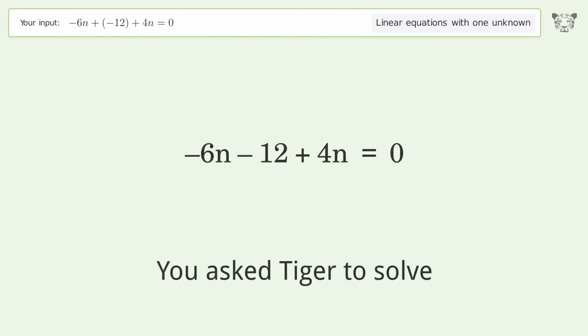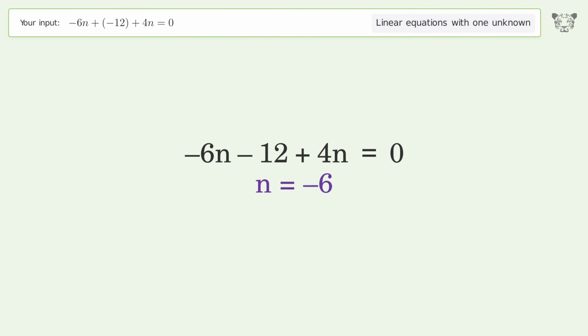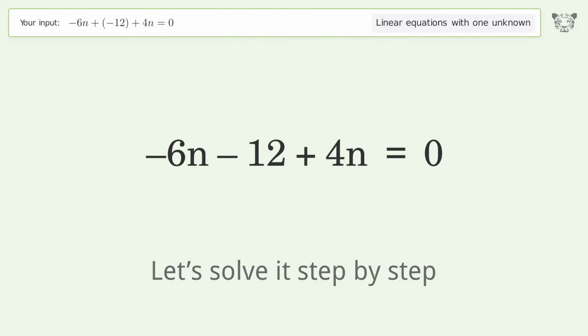You asked Tiger to solve this. It deals with linear equations with one unknown. The final result is n equals -6. Let's solve it step by step.